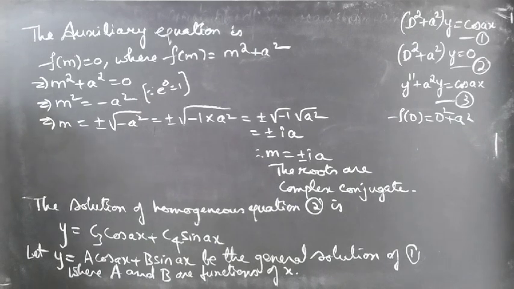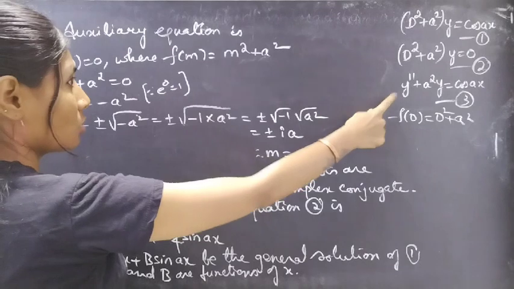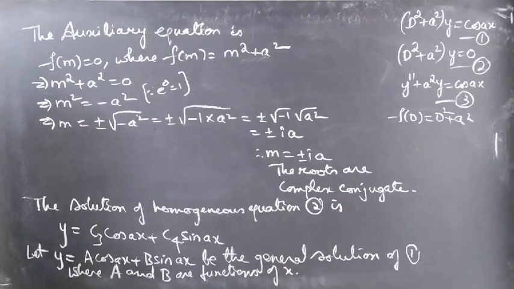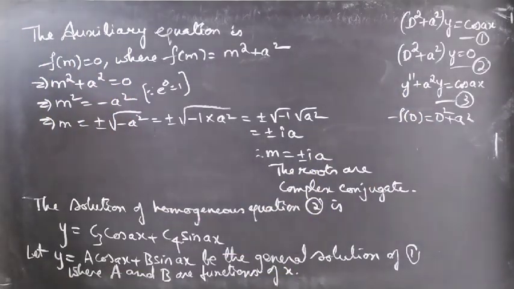So here we need y double dash also. Since y is the solution of equation 1, which is nothing but the solution of equation 3, y must satisfy equation 3. So we'll substitute y and y double dash in equation 3. For that purpose, we'll find y dash and y double dash from this.